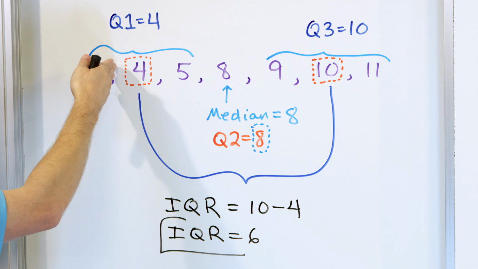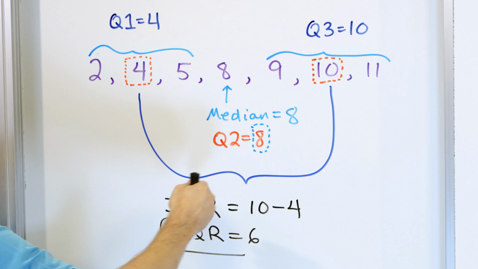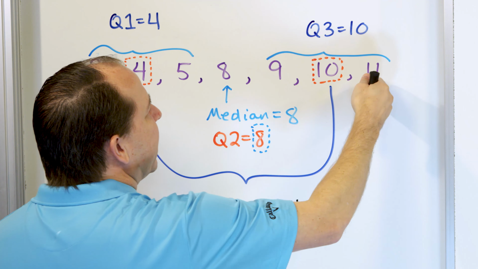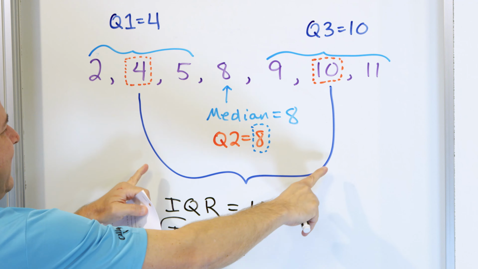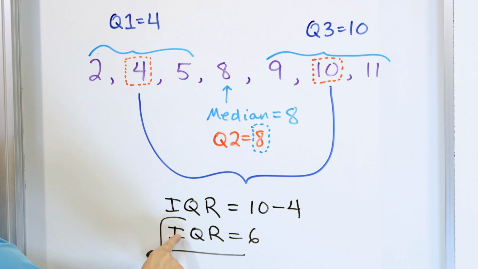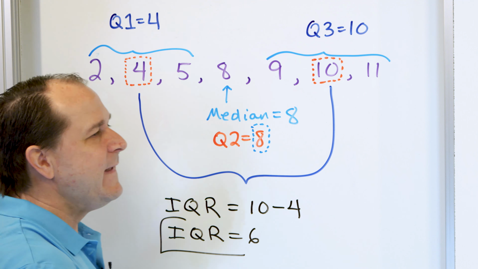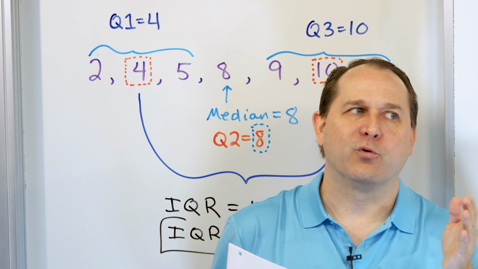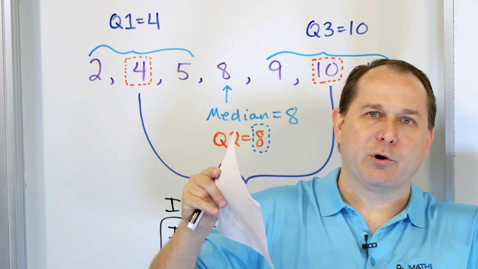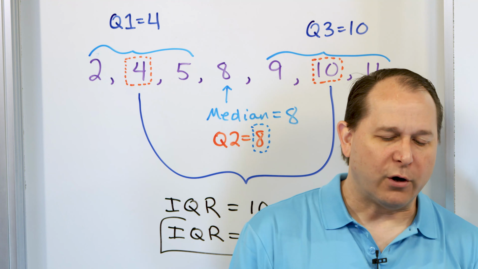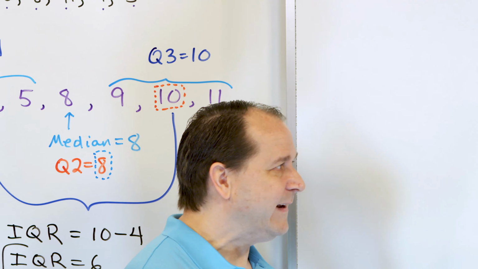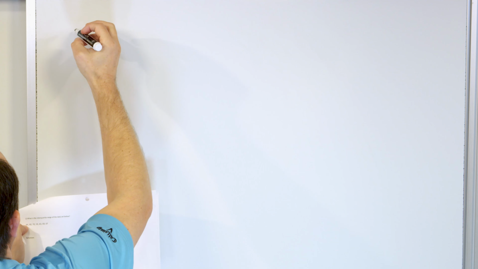And then we ignore the lower quartile, the 2, we ignore the upper 25% of the data, the 11, and we just subtract these numbers, and we get an interquartile range of 6. The interquartile range means the range of the upper quartile and the lower quartile. That's what interquartile means. So as always, the first problem takes the longest. But now that we know what we're doing, we can be a little smarter and a little faster.